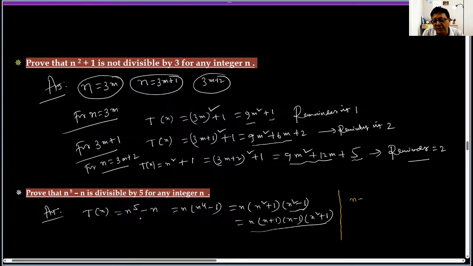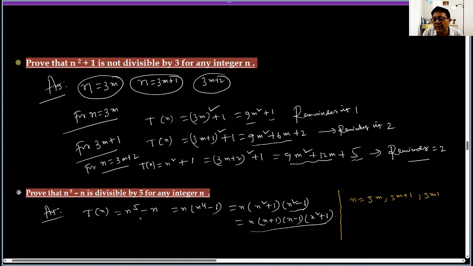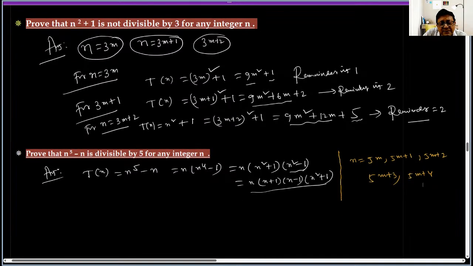Take n equal to 5m, 5m plus 1, 5m plus 2, 5m plus 4, and then prove step by step that at least one of the factors is divisible by 5. Then it is done. Let me do it.